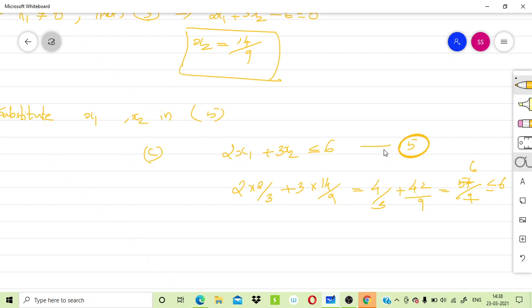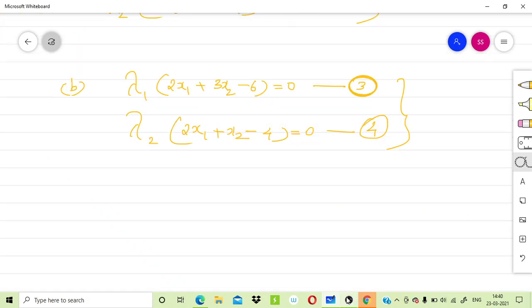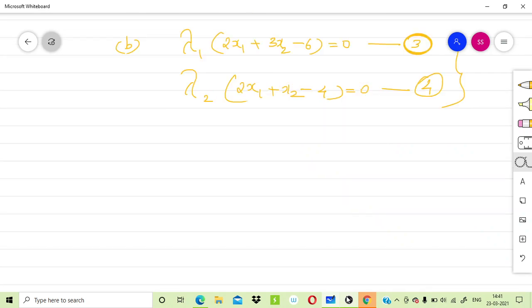Okay, so then substitute the same in B. You will get 2x1, that is, you will get lambda 1. Okay, sorry, not in B, in equation number 6.